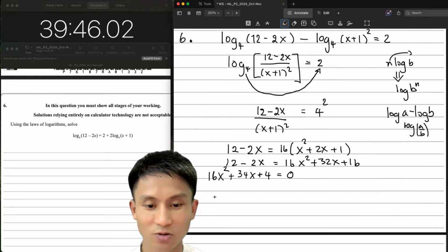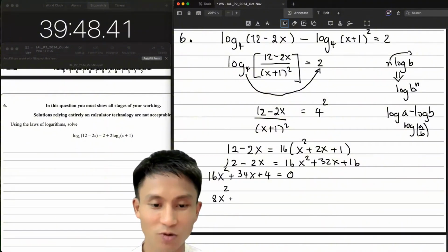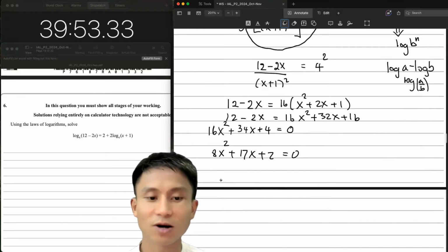Okay, so I think we can try to factorize, but before that, I need to simplify. So dividing everything by 2, I get 8x squared plus 17x plus 2 equals 0. Let's see if I can factorize this.